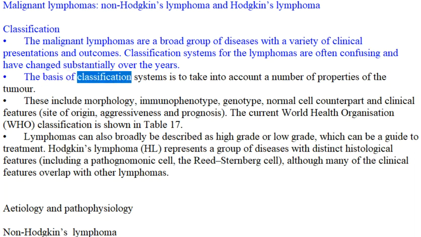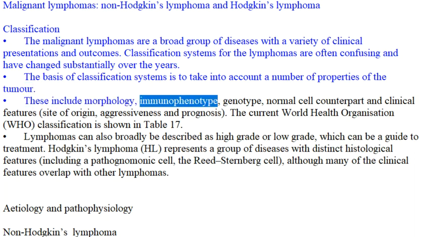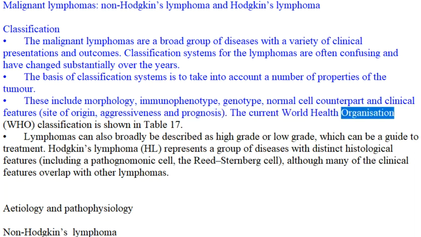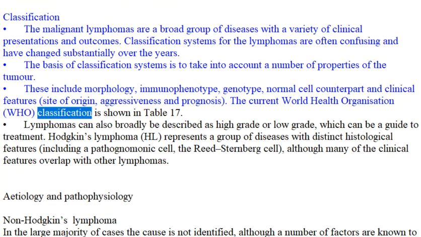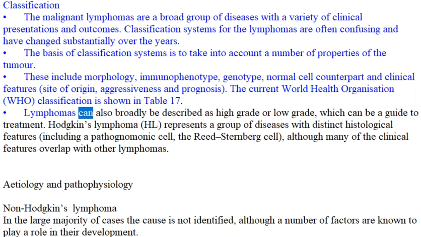The basis of classification systems is to take into account a number of properties of the tumor. These include morphology, immunophenotype, genotype, normal cell counterpart and clinical features, site of origin, aggressiveness, and prognosis. The current World Health Organization, WHO, classification is shown in Table 17. Lymphomas can also broadly be described as high-grade or low-grade, which can be a guide to treatment.